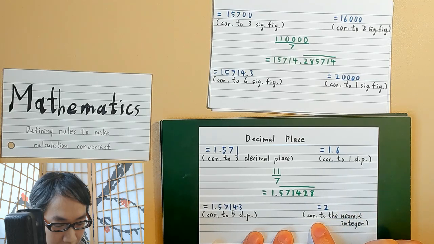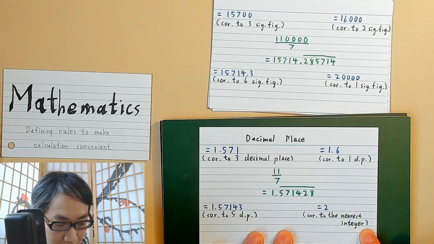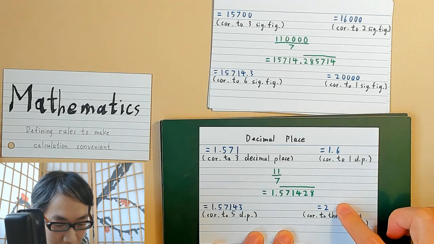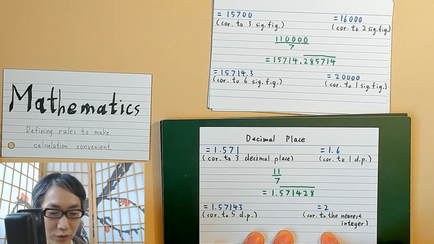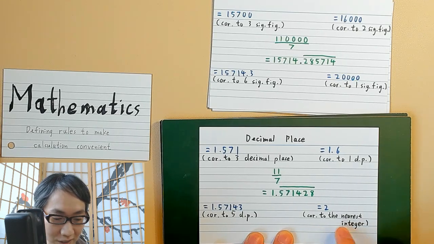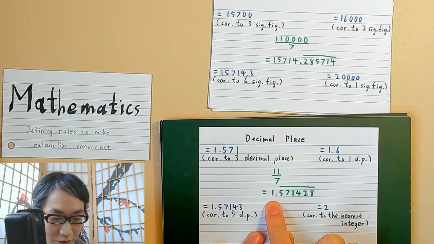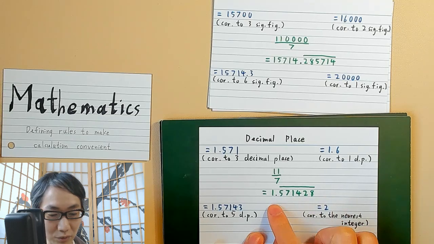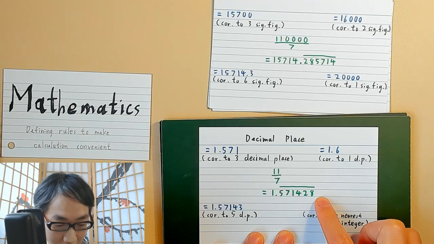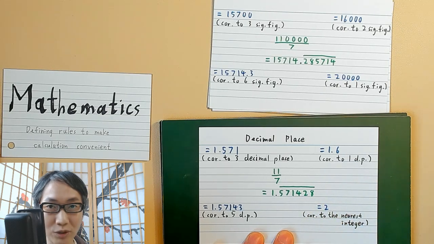Then you can also correct to the nearest integer. Okay, so then this is zero decimal places. So instead of saying correct to 0 or no decimal places, we will say correct to the nearest integer. It is the integer. And then 2 is closer than 1 to approximate this number. This is 1.571428, 571428. We are correct.